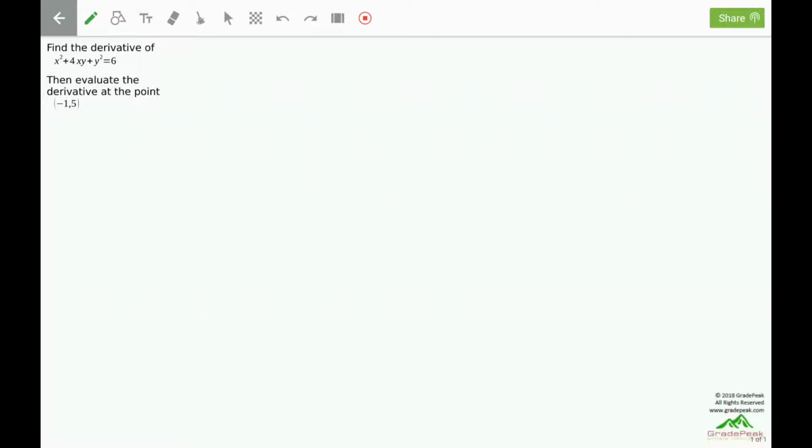Find the derivative of x squared plus 4xy plus y squared equals 6. Then evaluate the derivative at the point (-1, 5). So we have the implicit equation x squared plus 4xy plus y squared equals 6. It's not solved for y in terms of x.